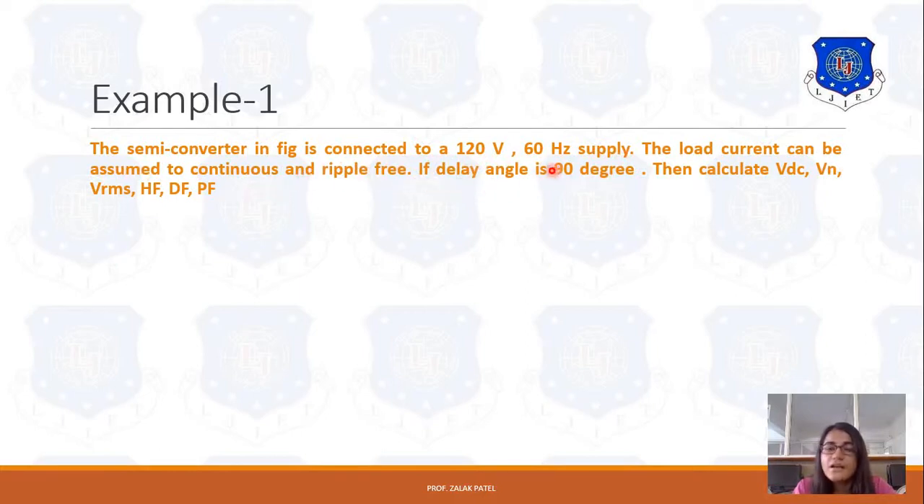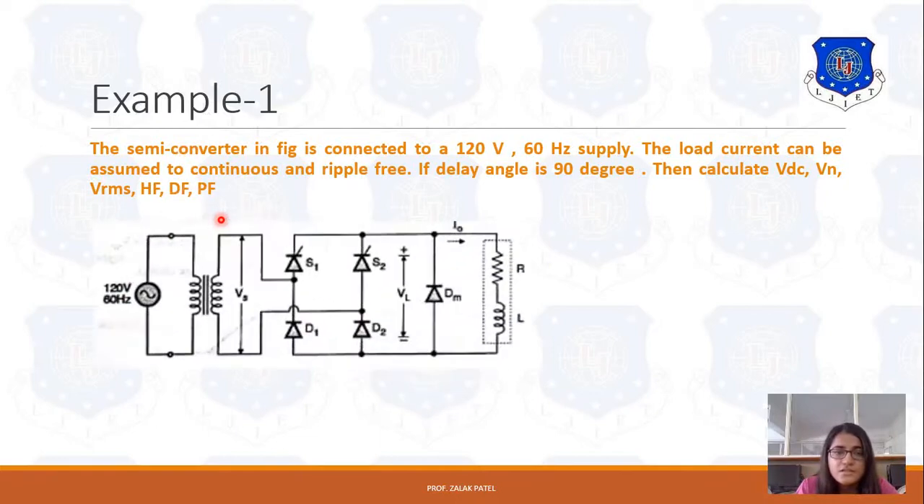Here the delay angle is 90 degrees. Then calculate DC voltage, normalized voltage, RMS voltage, harmonic factor, distortion factor and power factor. So first of all, this is the figure. Here you can see that two SCRs and two diodes are connected. This is a symmetric construction for the semi-converter.